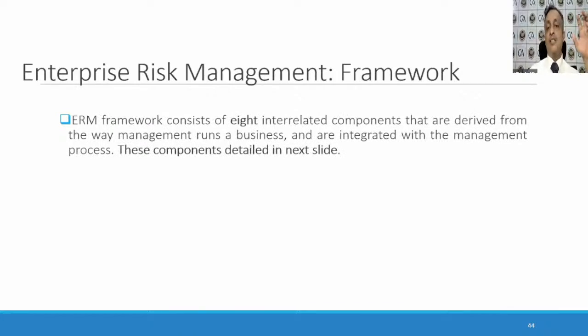ERM framework consists of 8 interrelated components that derive from the way management runs a business and are integrated with the management process. These are detailed in the next slide. So what we'll do, because we are going to take a new topic, I want to just run through your queries. We'll have a break after 2 minutes, a 10-minute break. Let me run through your queries. Right now we are continuing.